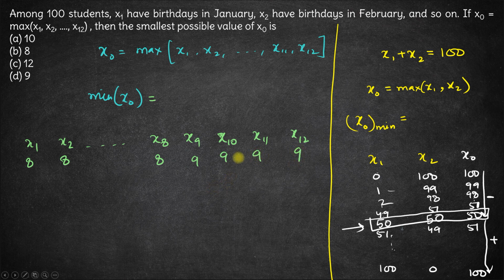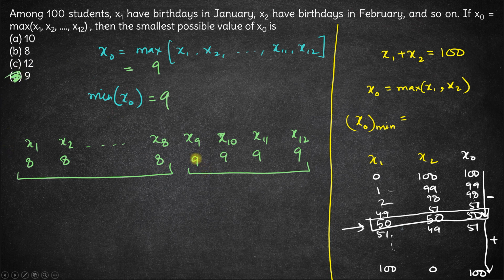So out of these 12 values, 8 of them are equal to 8 and 4 of them are equal to 9. So now the numbers are 8 and 9, and this is the closest possible you can have, right? So x naught here will be the maximum of 8, 8, 8, 8, 9, 9, 9, 9, which is 9. And this will give us the minimum value of x naught. So the minimum value of x naught is option D, 9.